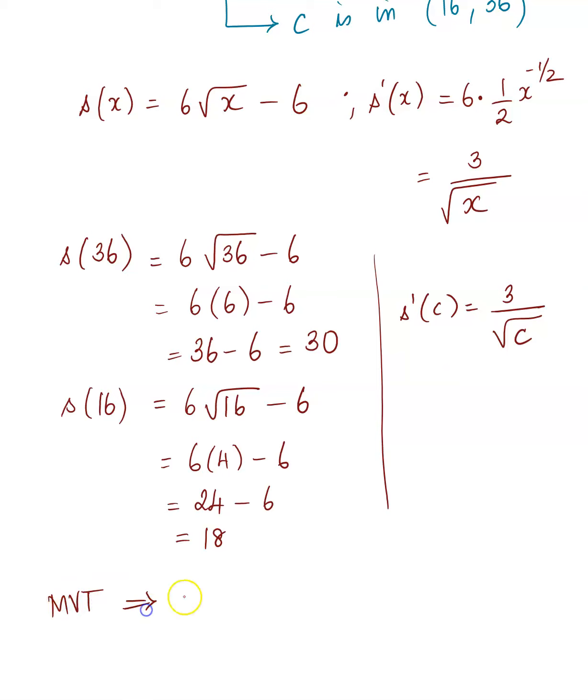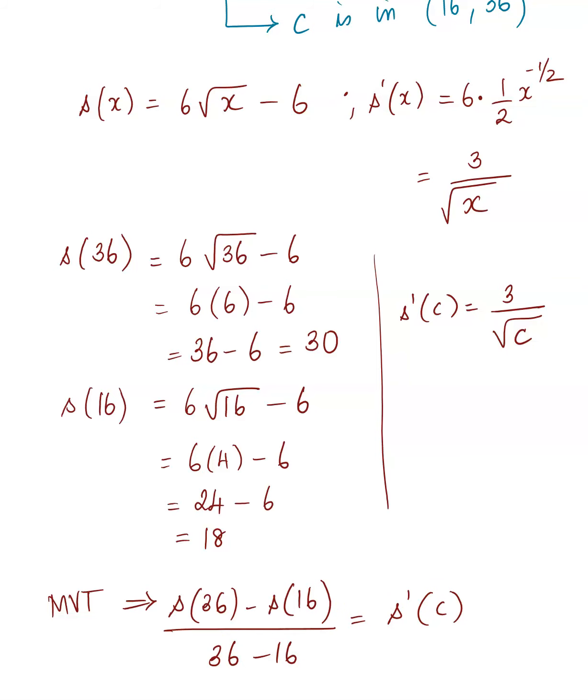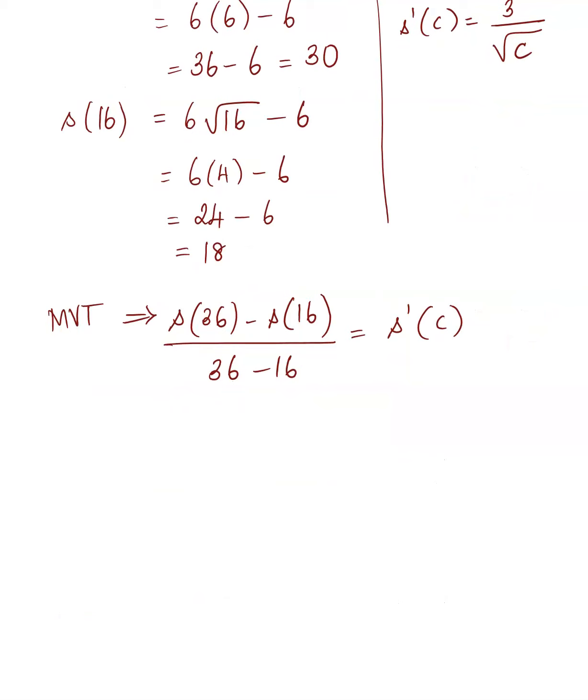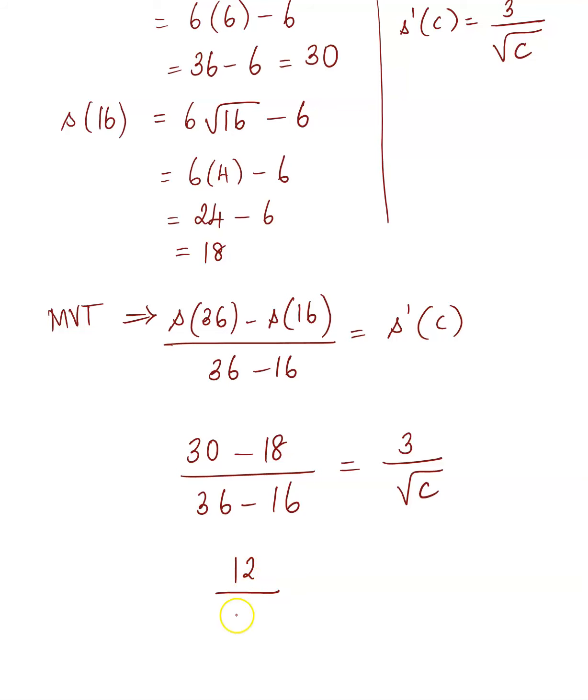MVT implies, oh no, there's no f, it's in s. So s of 36 minus s of 16 over 36 minus 16 equals s prime of c. Okay, what we did for f, we're just rewriting it in terms of s. So we have 30 minus 18 over 36 minus 16, which is equal to 3 over root c. So that gives us 12 over 20 equals 3 over root c.